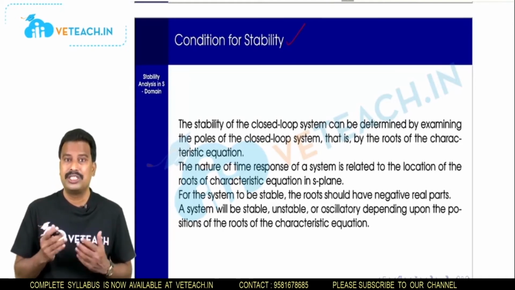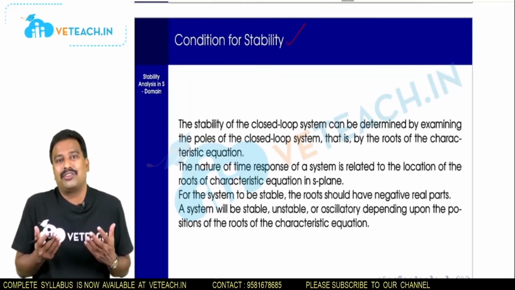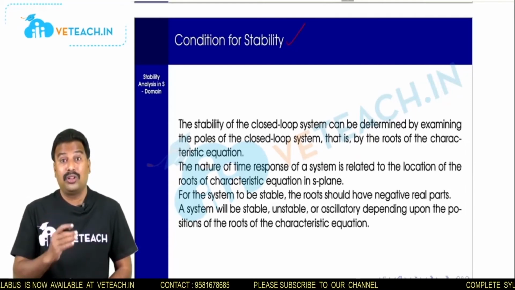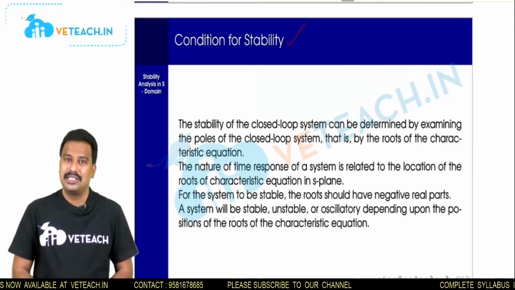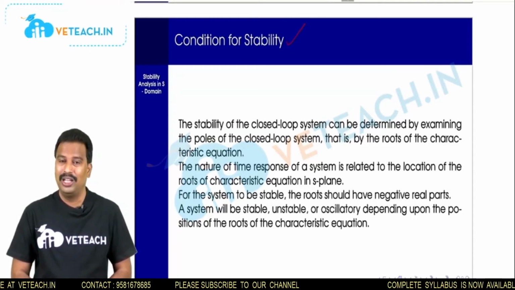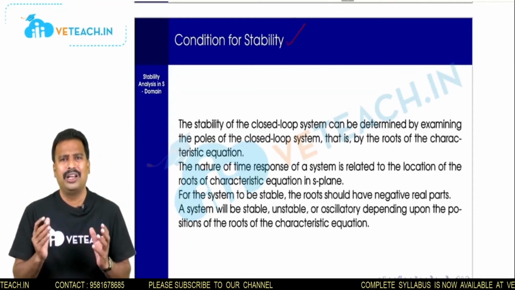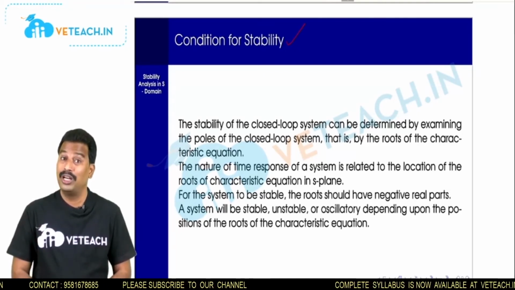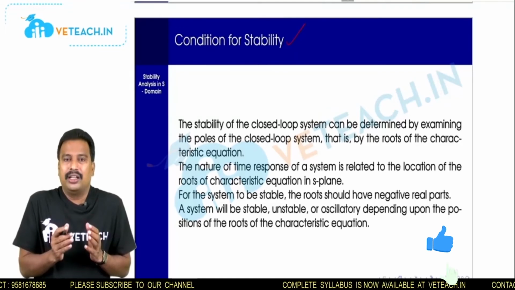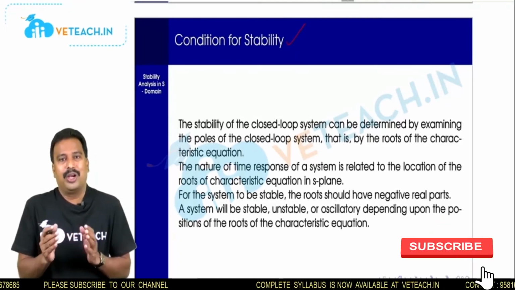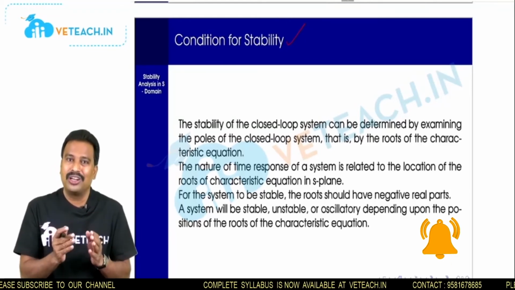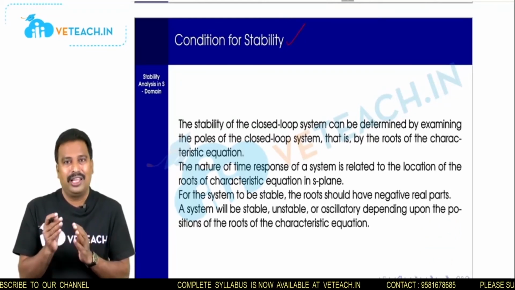To have a system to be stable, that means to have a bounded response or a bounded output, the roots or the poles of the system should have negative real parts. Then only the system will have a bounded response for a bounded input. So that means you equate the denominator polynomial to 0 and find the roots of the characteristic equation. You got some values for s.